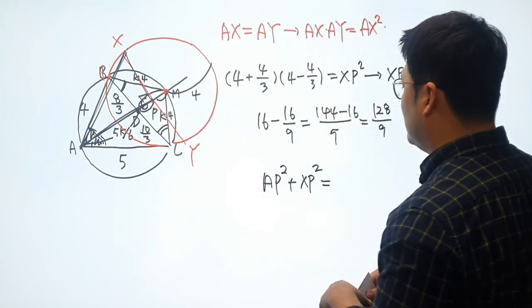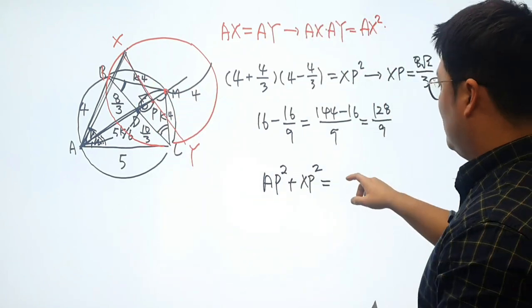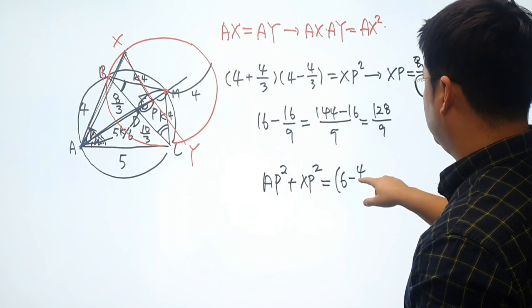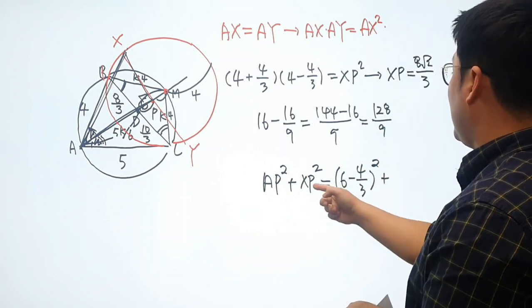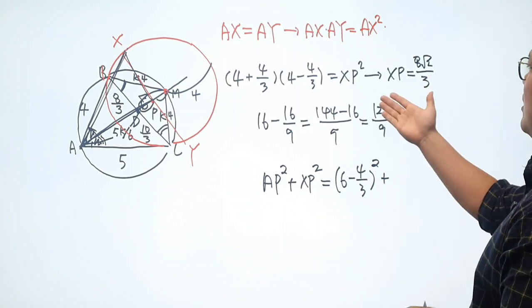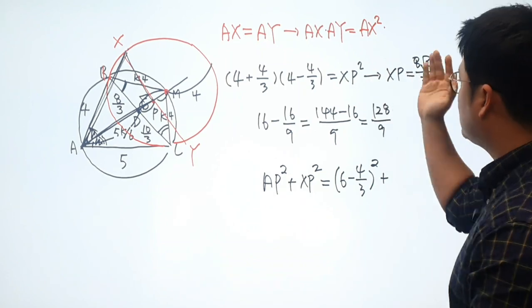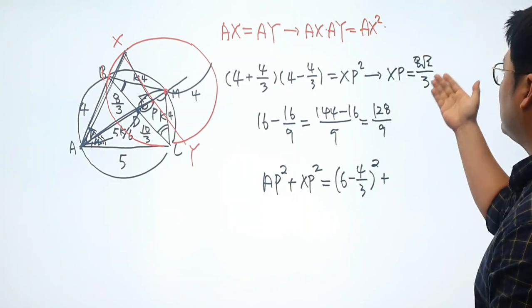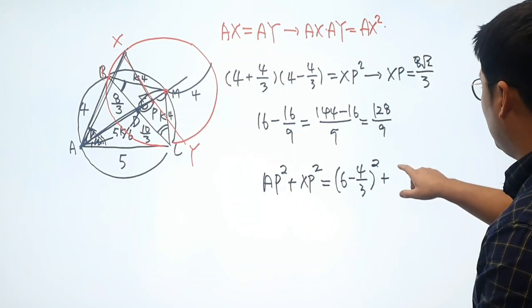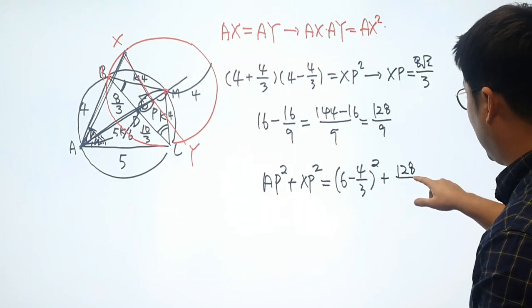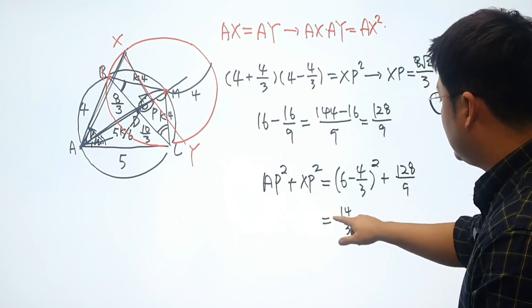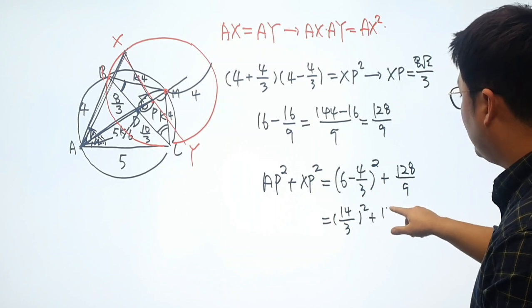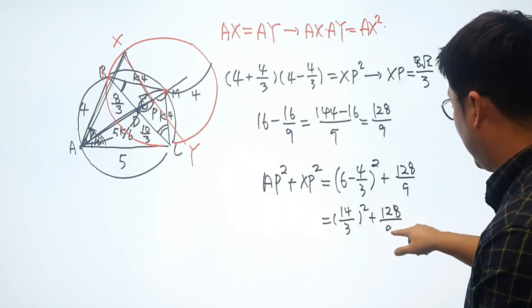6 minus 4/3. So what's 6 minus 4/3? I don't know, but apparently that's going to be a square, and I know what XP squared is. So, oh no, I could have just found XP squared and been done. I didn't have to do all this simplification, but we got 128 over 9 for sure. All right, so that becomes 14 over 3 squared plus 128 over 9, all right?